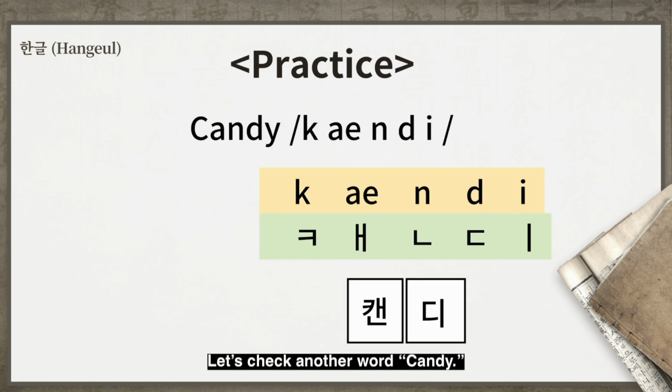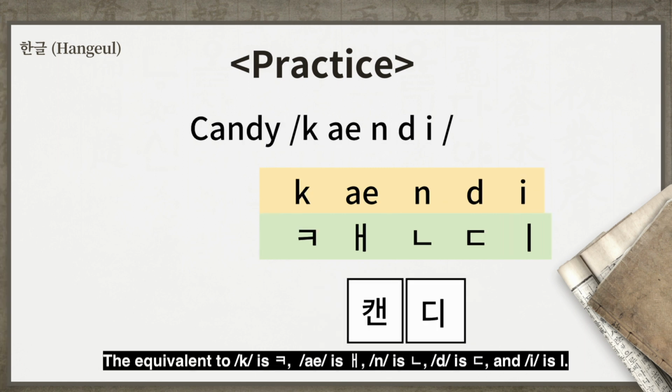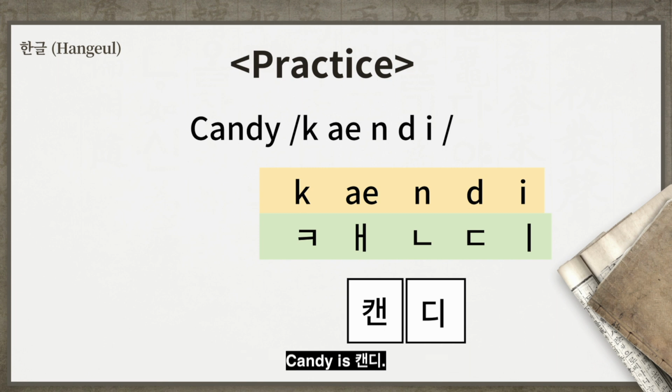Let's check another word, candy. The equivalent to k is kiyeok, e is e, n is nieun, d is digeut, and e is e. Candy is candy.